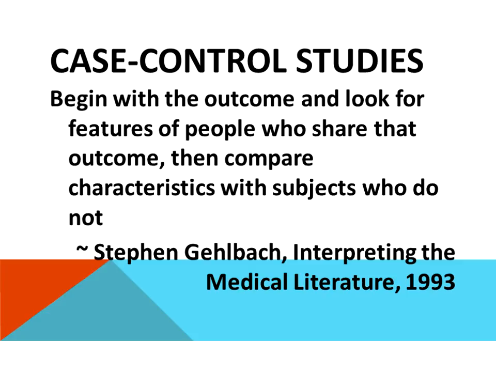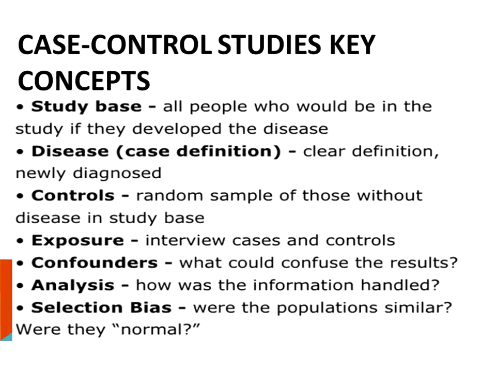In a case control study, we begin with the outcome and look for features of people who share that outcome, and then we compare it to characteristics with subjects who do not have that particular outcome. Case control studies are best understood by starting with a point, which would be a source population, which represents a hypothetical study population. The source population is a population that gives rise to the cases included in the study.